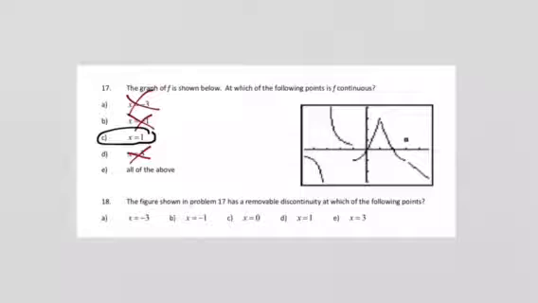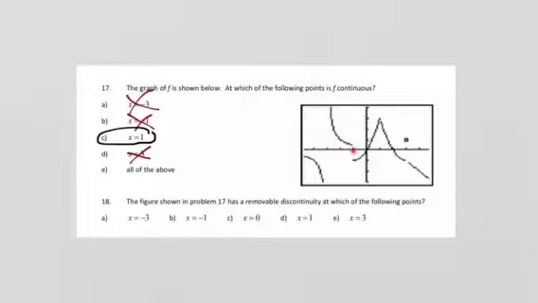And then number 18 is asking about which from problem 17 has a removable discontinuity. So -3, not removable because it's this vertical asymptote. What removable discontinuity means is we could basically take a single point and fill it in where the function's discontinuous and then suddenly make it continuous. So we can't do that at -3 because it just breaks apart and goes off to infinity and negative infinity.